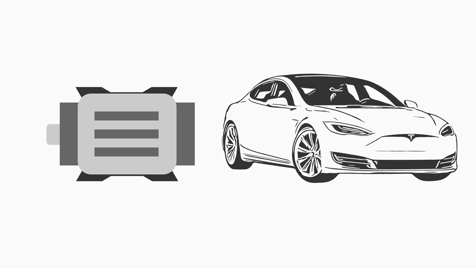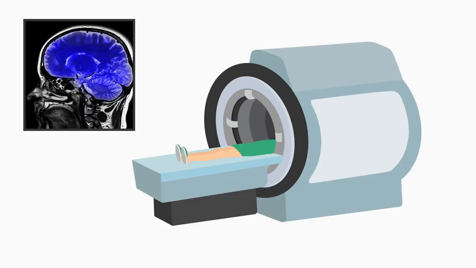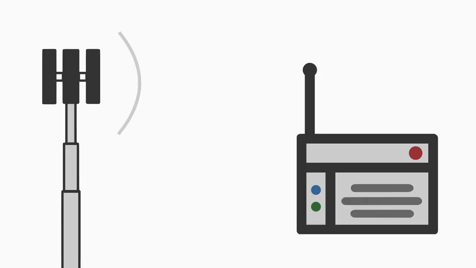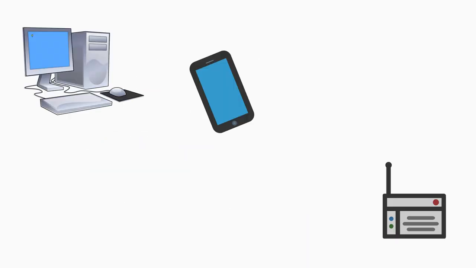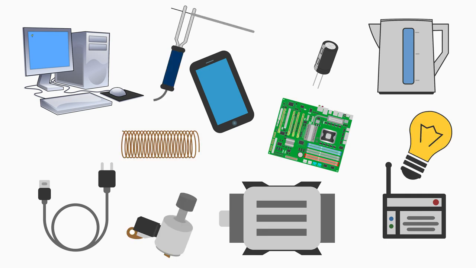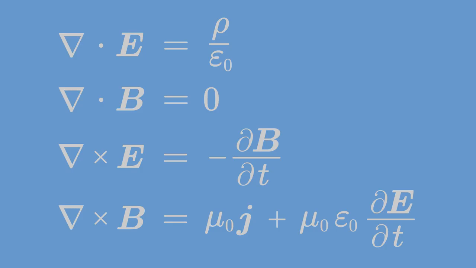Engines for electric cars, magnetic resonance imaging in medicine, electric kettles in the kitchen, the charger of your smartphone, radio, Wi-Fi, and so on. Any device that exploits electricity or magnetism is fundamentally based on the Maxwell equations.